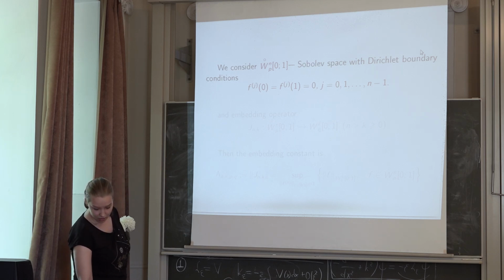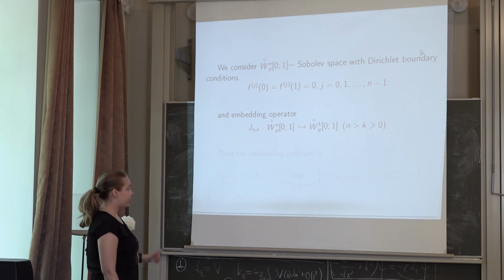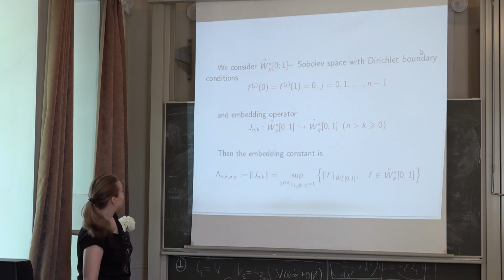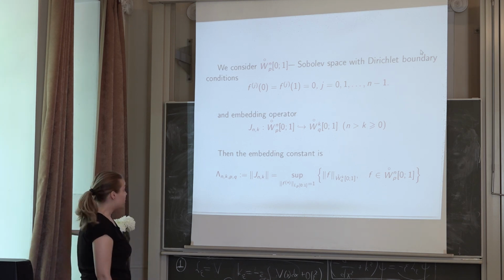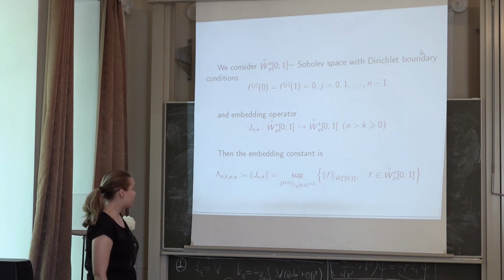Okay, and let J_{n,k} be the embedding operator from W_p^n to W_q^k, where k is greater or equal than 0 and less than n. Then our embedding constant, lambda_{n,k,p,q}, is the norm of this operator. So this is a wide enough problem with 4 different parameters.